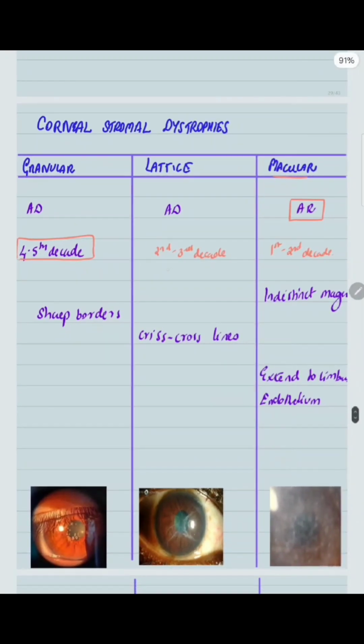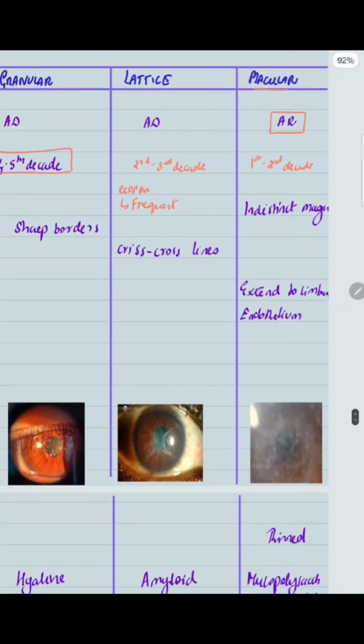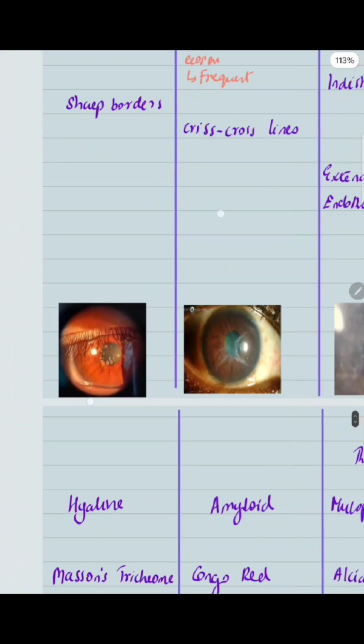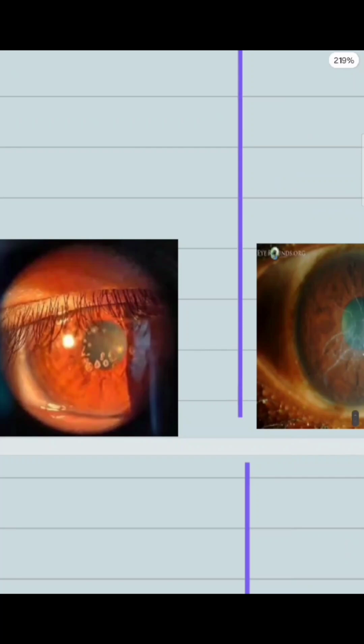Now corneal erosions are frequent in lattice type. Now opacities here in granular are discrete with sharp borders, with intervening stroma clear early, but it can become hazy later.